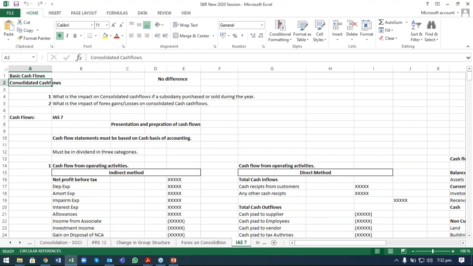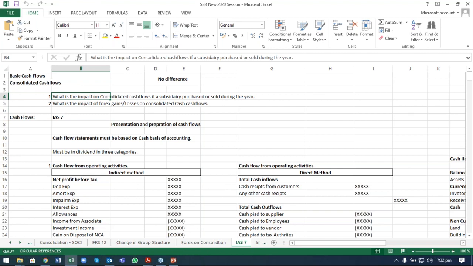Cash flows should always be prepared from the basic two financial statements. Once the income statement and balance sheet have been prepared, only then can the cash flow be prepared. So once the consolidated statement of comprehensive income and consolidated statement of financial position have been created by the accountants, only then can our consolidated cash flows be prepared. Before this, you cannot create it. So one important thing is we need to consider what the impact is on consolidated cash flows.